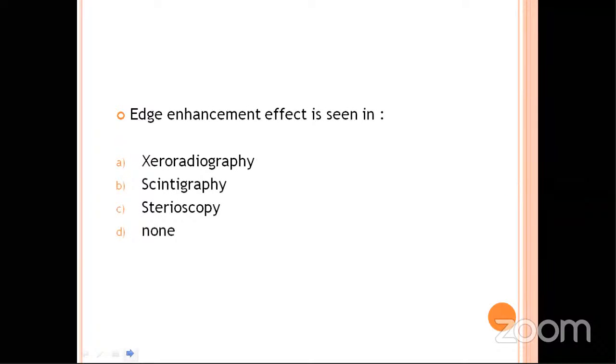Edge enhancement effect is seen in xeroradiography. Xeroradiography is a type of radiography which was used in earlier days, and in that particular radiography, the edge enhancement effect is good. Scintigraphy is one which is used in nuclear imaging or fusion imaging, and stereoscopy is a type of imaging where you take two different radiographs in two different angles. So out of this, the edge enhancement effect is seen good in xeroradiography.